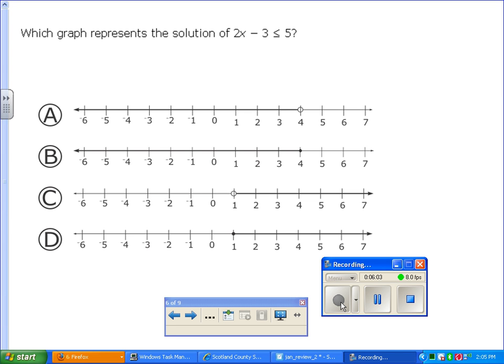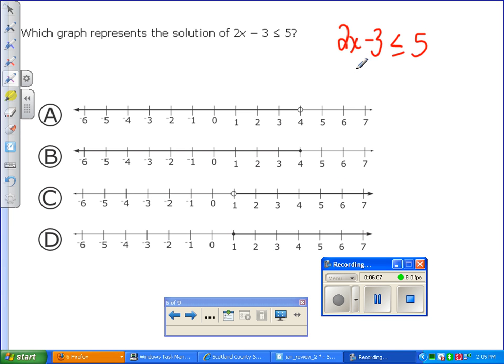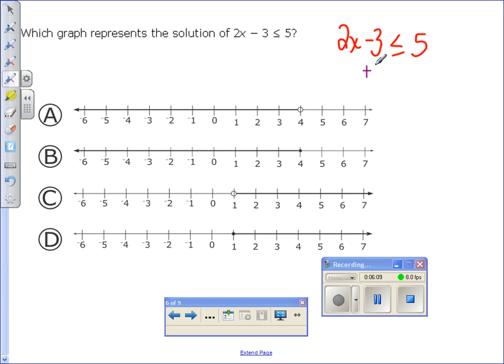I'll pause and give you a chance to solve. Okay, you need to add 3 to both sides first. You undo adding and subtracting first. So down comes 2x. 2 times x is less than or equal to the answer of the right side. 5 plus 3 is 8.